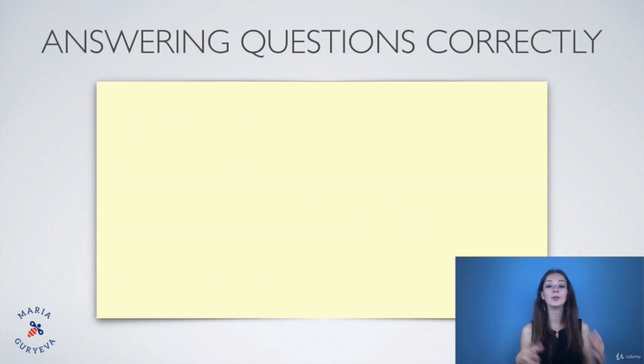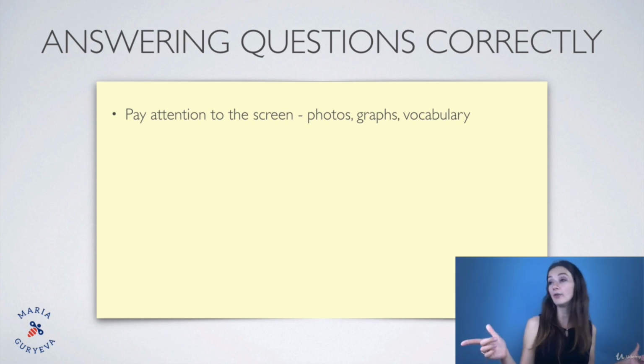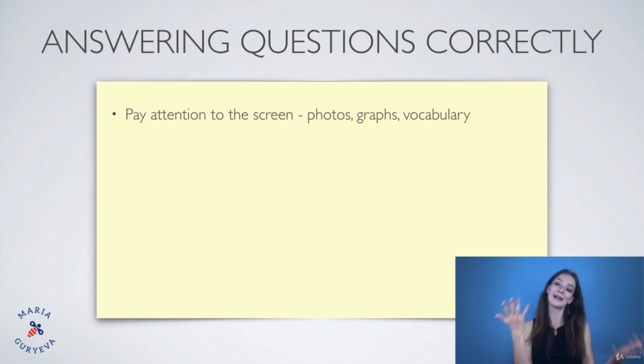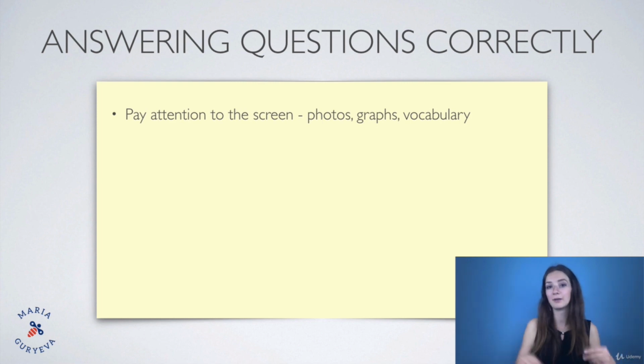So now let's talk about how you answer questions correctly. What other tips can you use? Pay attention to the screen. There are photos, graphs, and vocabulary. Usually you just see a photo of a speaker. If it's a lecture, then you see a professor with an open mouth saying something, and it gives you an understanding of what the professor looks like and what the class environment is. But sometimes while you're listening, you can see a graph instead of a photograph, or you can see some vocabulary written. For example, a professor wrote something on the board and that vocabulary appears on your screen. Sometimes, while you're listening and taking notes, it's difficult to always pay attention to the screen.